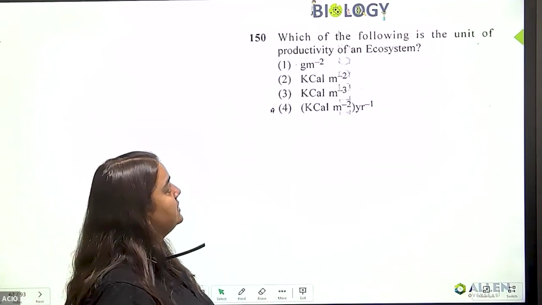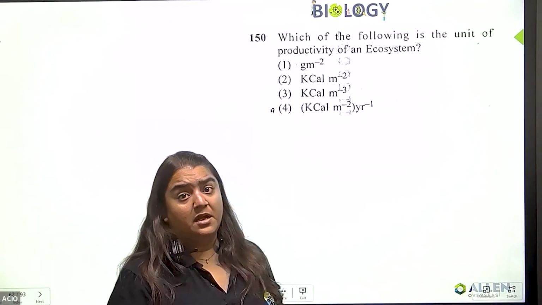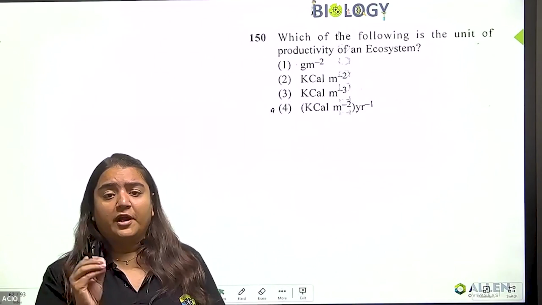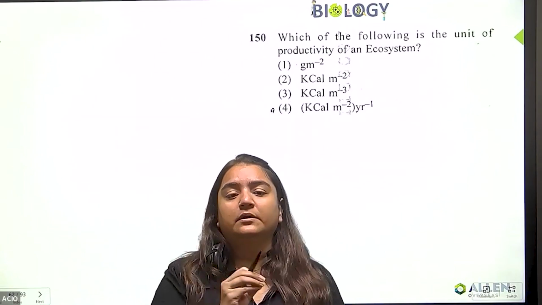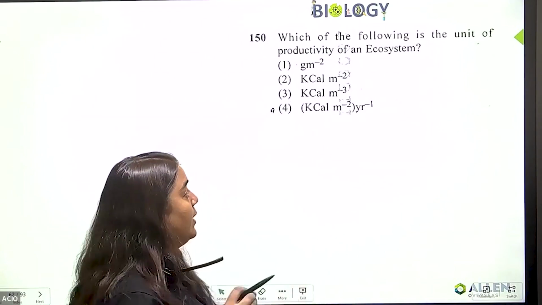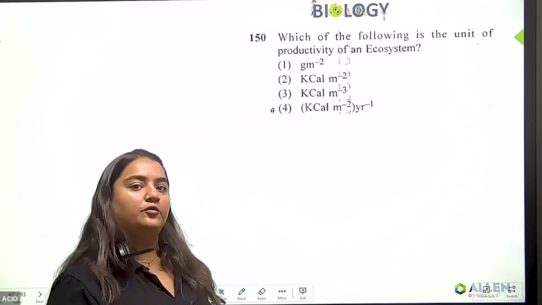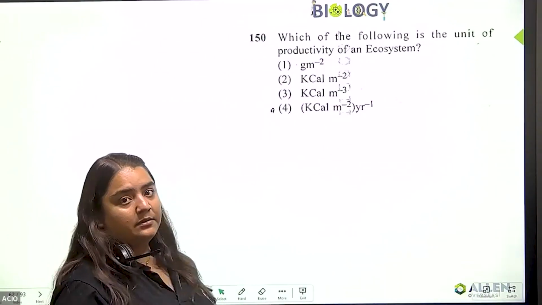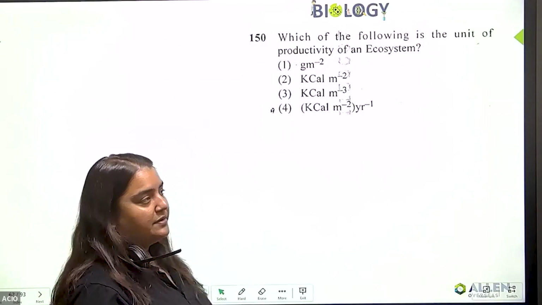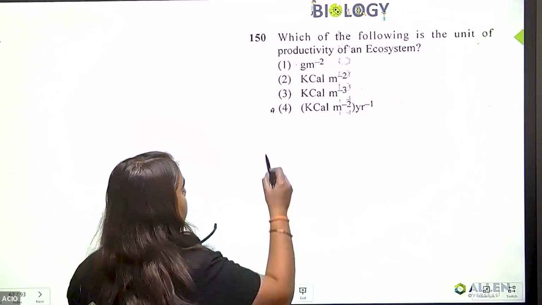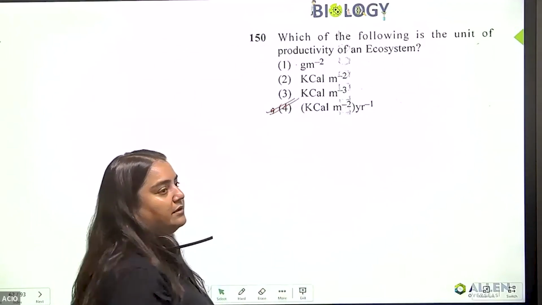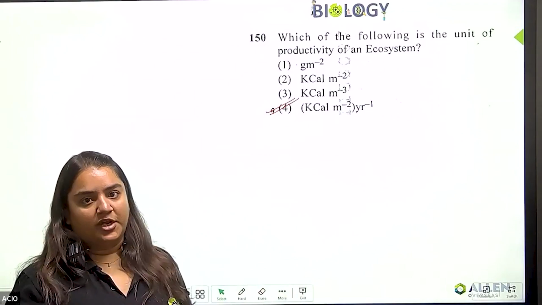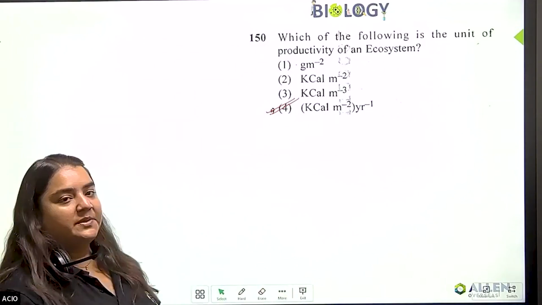Which of the following is the unit of productivity of an ecosystem? Even if you don't know the unit, productivity is always going to include a time period, and only one unit has a time period over here. That is the fourth option. It is kilocalorie per meter square per year, that is, how much is the productivity per year. So the answer will be the fourth one.